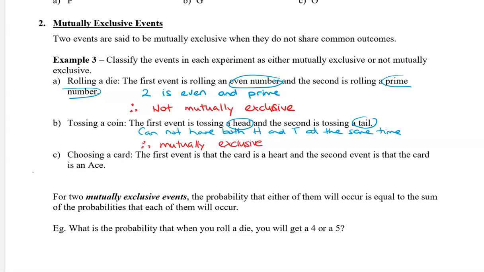All right, last one. Let's say that we're choosing a card. The first event is that the card is a heart, and the second event is the card is an ace. Well, we do know from our cards that there is an ace of hearts. So because there's an ace of hearts, these events are not mutually exclusive.